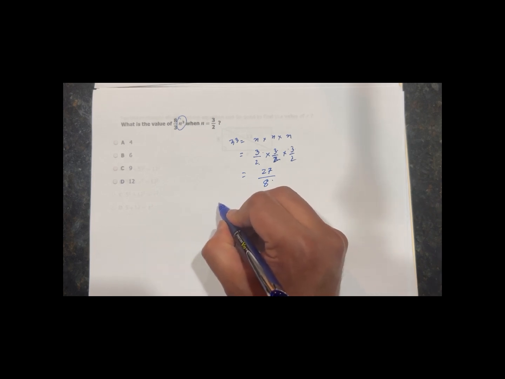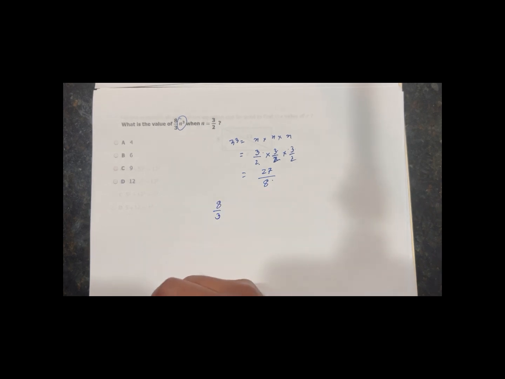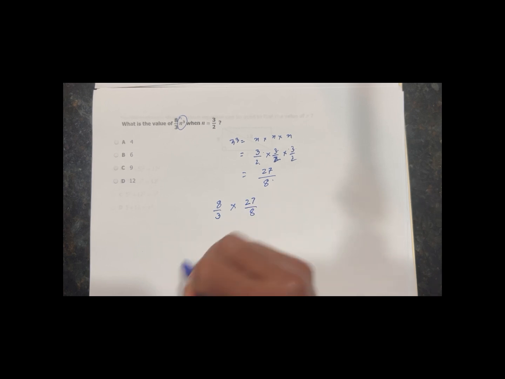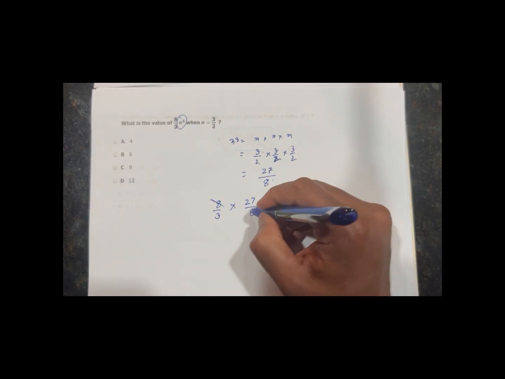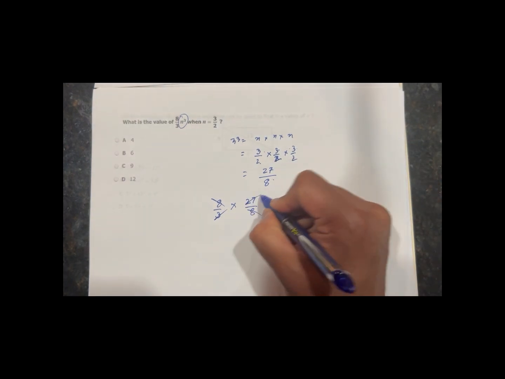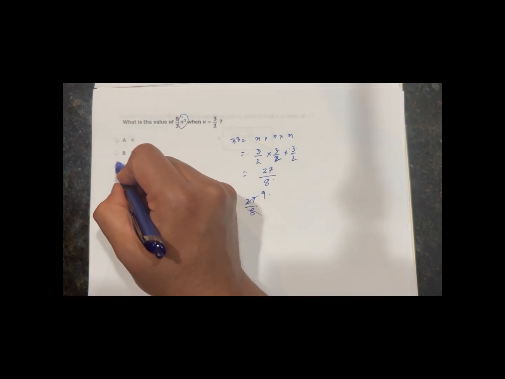So now you're saying, what is 8 by 3 times 27 by 8? Remember, this is easy. You get rid of this. This is numerator multiplication. They go away. This one goes into 27 9 times. So that's your answer.